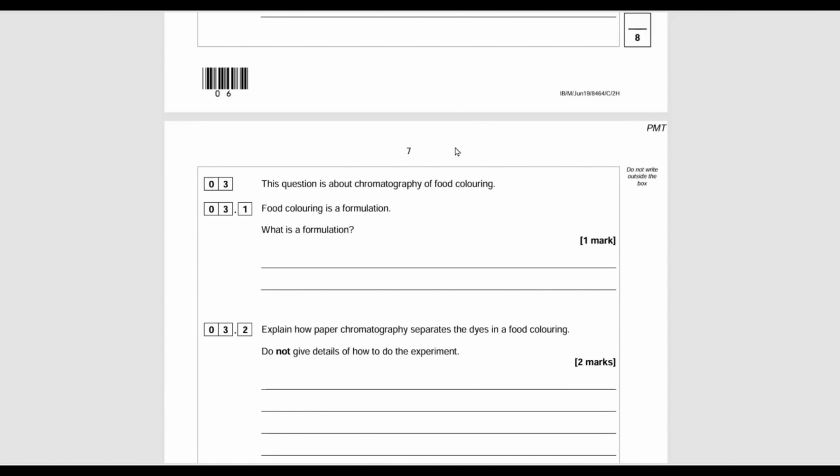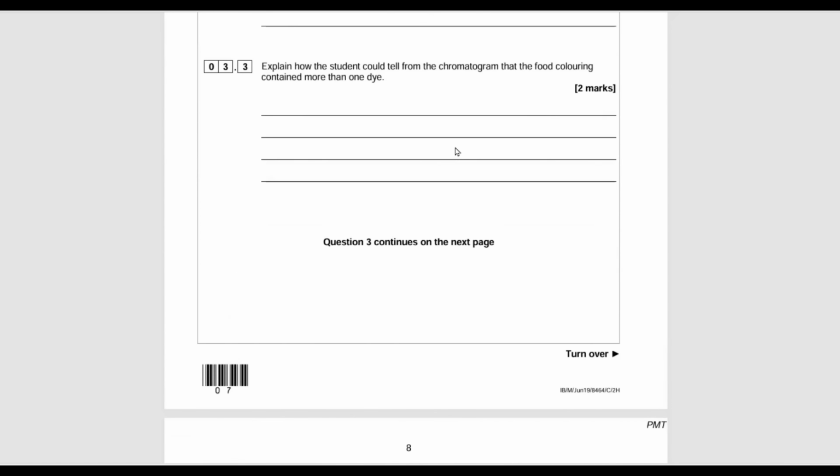Explain how the student could tell from the chromatogram that the food coloring contained more than one dye. Well, do we actually have a chromatogram? No, we don't. So a chromatogram, for those of you wondering what a chromatogram is, let me show you. The chromatogram is basically the picture you get.